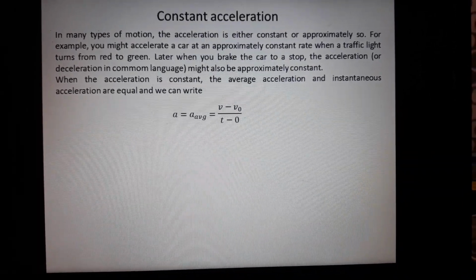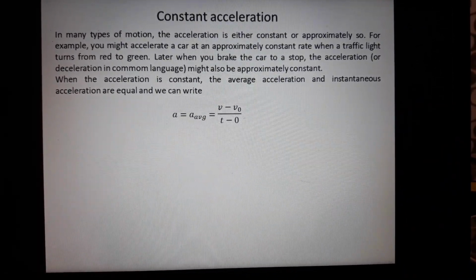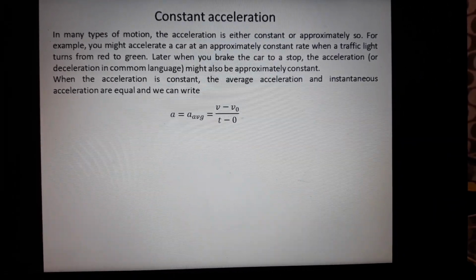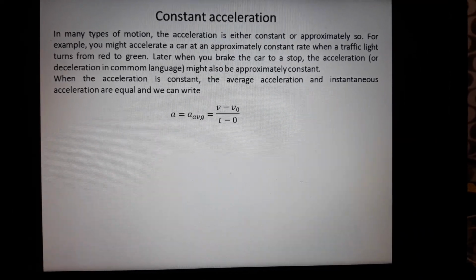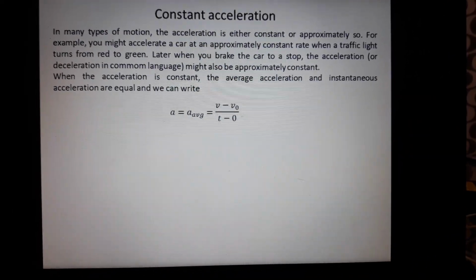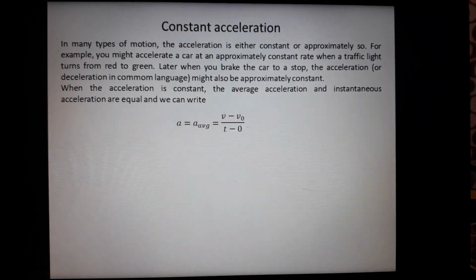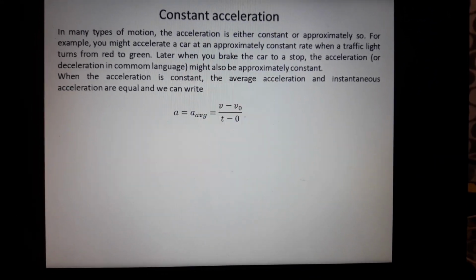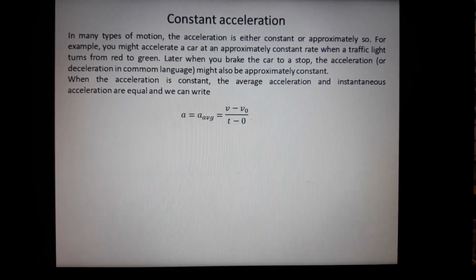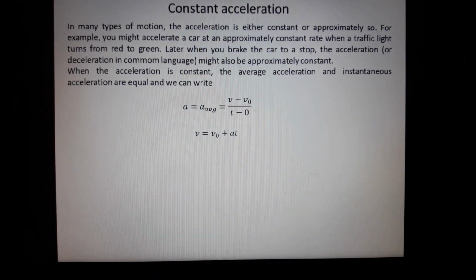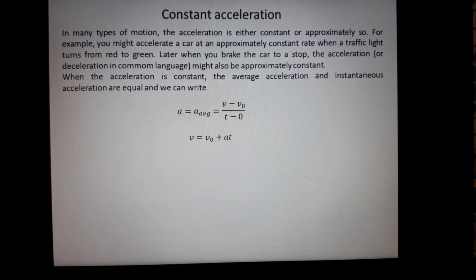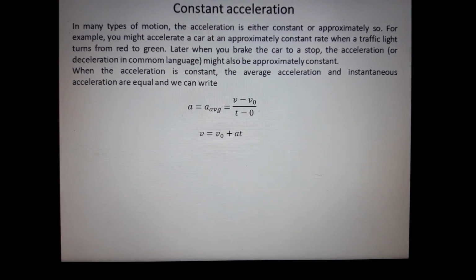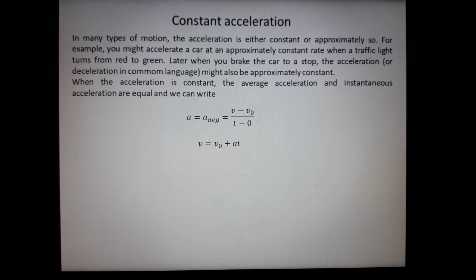When the acceleration is constant, the average acceleration and instantaneous acceleration are equal, and we can write a equals average acceleration. We have V, final velocity, minus V0, initial velocity, divided by t, because the initial time is 0. So we have this formula: V equals V0 plus a t, when a is constant.